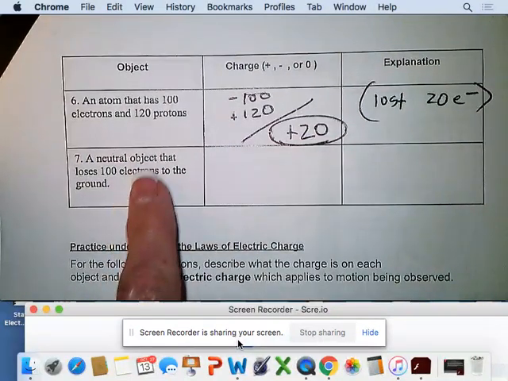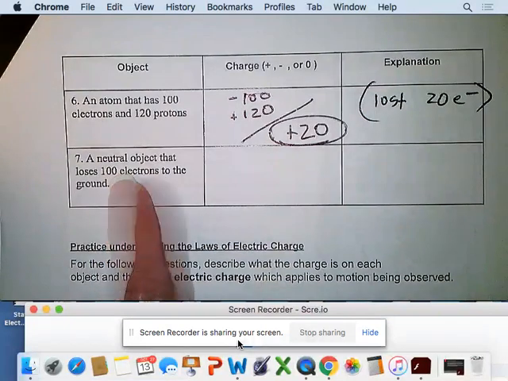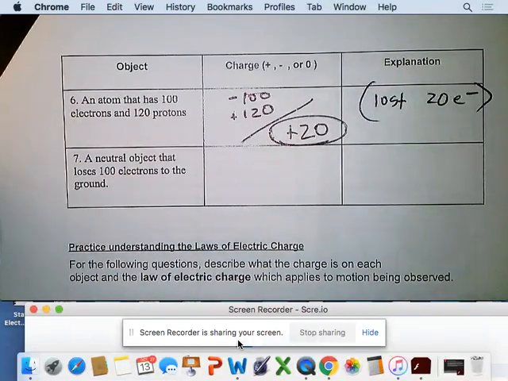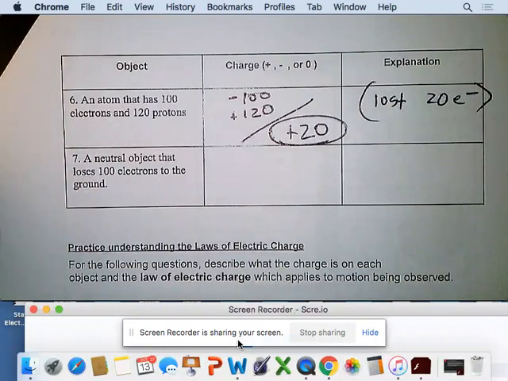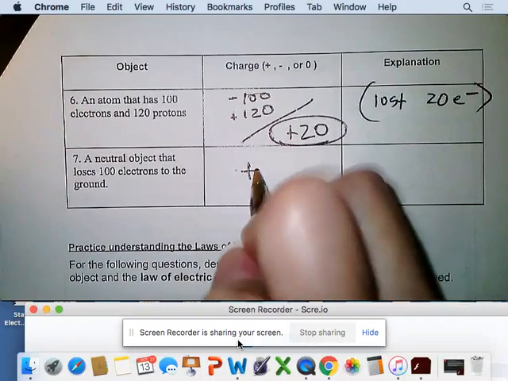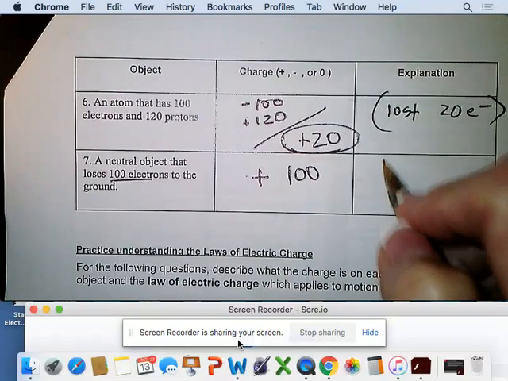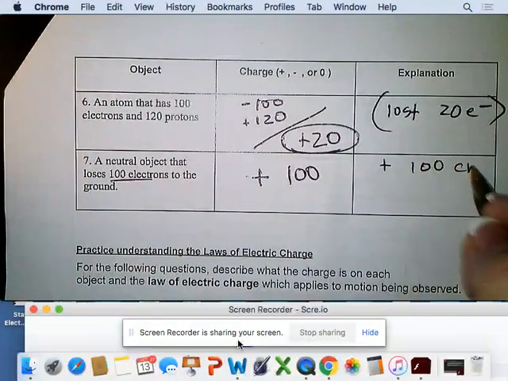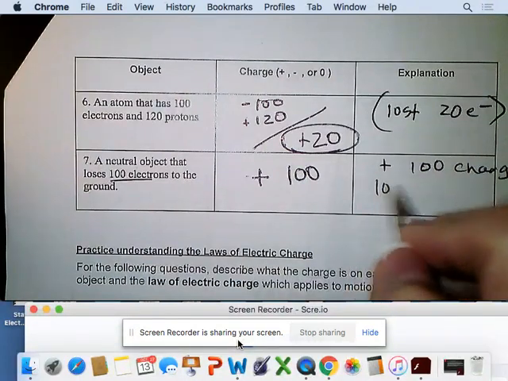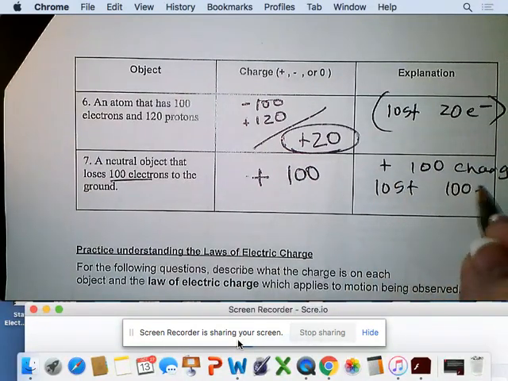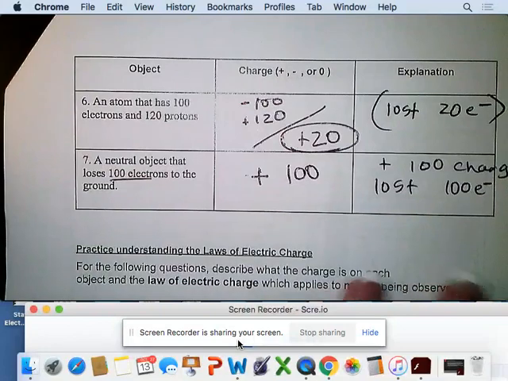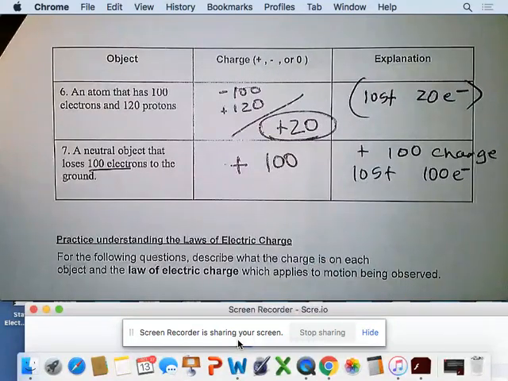Okay. So a neutral object that loses 100 electrons to the ground, what would it become charged if you lost 100 electrons, Brett? Positive. Positive what? Positive 100, okay? So for our explanation, we'll just write positive 100 charge, lost 100 electrons, okay? So again, we're just putting real numbers on this to kind of model what's happening, and we'll be doing things in different ways.